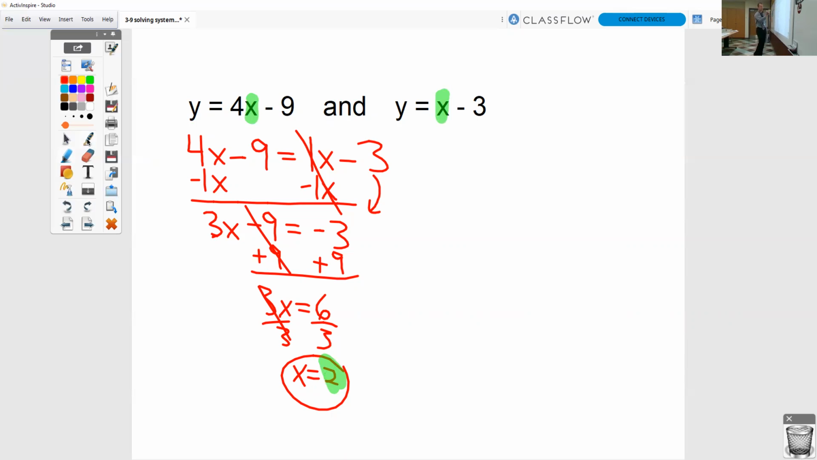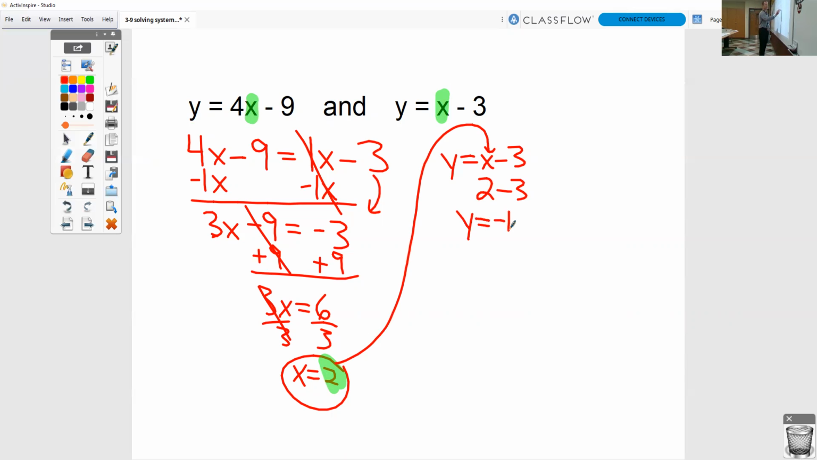I think the second equation looks easier this time. Y equals x minus 3. So I'm going to take this 2 and I'm going to sub it in for x. So instead of x minus 3, I'm going to have 2 minus 3. 2 minus 3 is just negative 1. So I get y equals negative 1. So my two answers are x equals 2 and y equals negative 1.